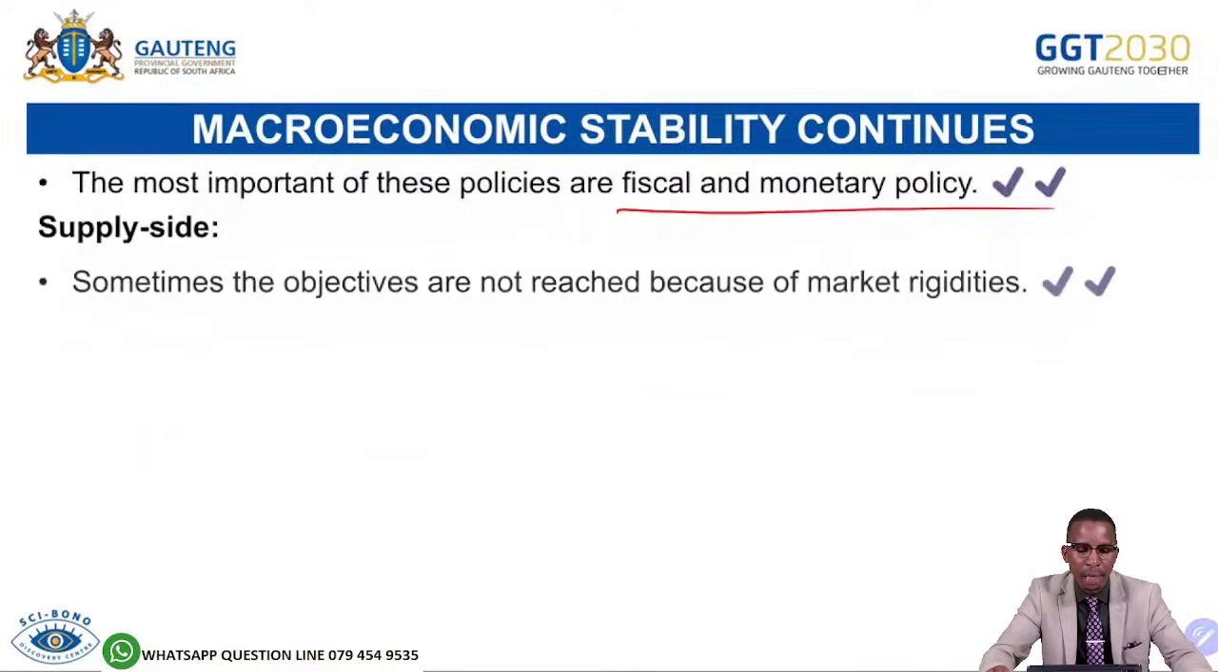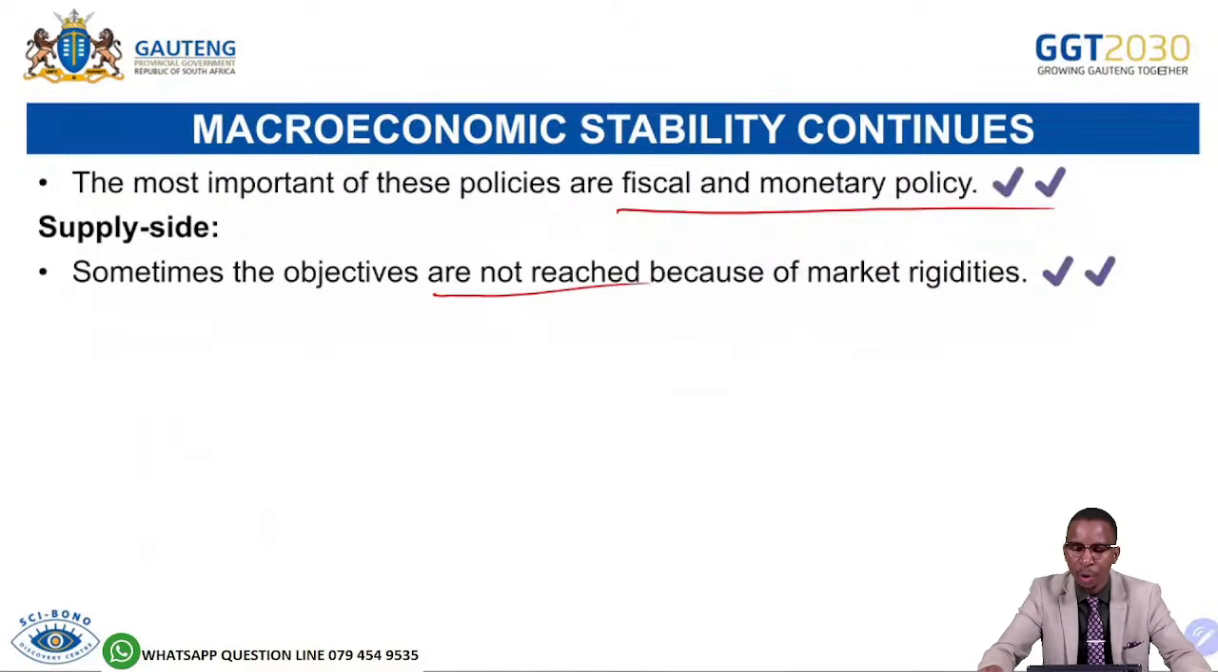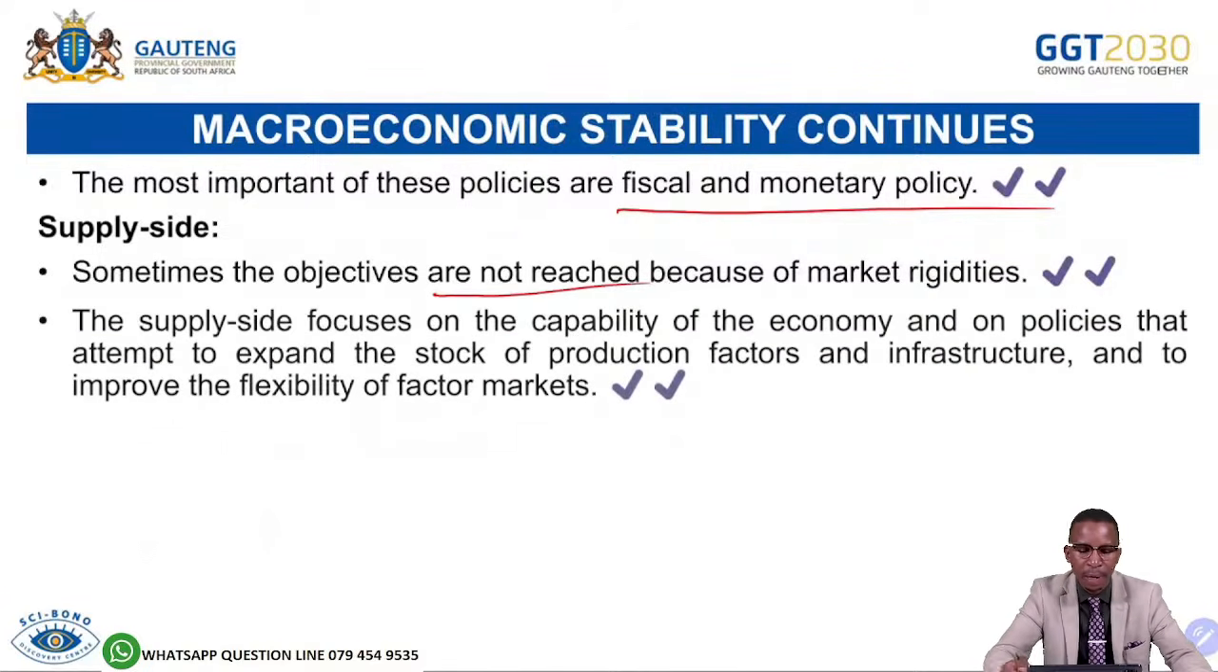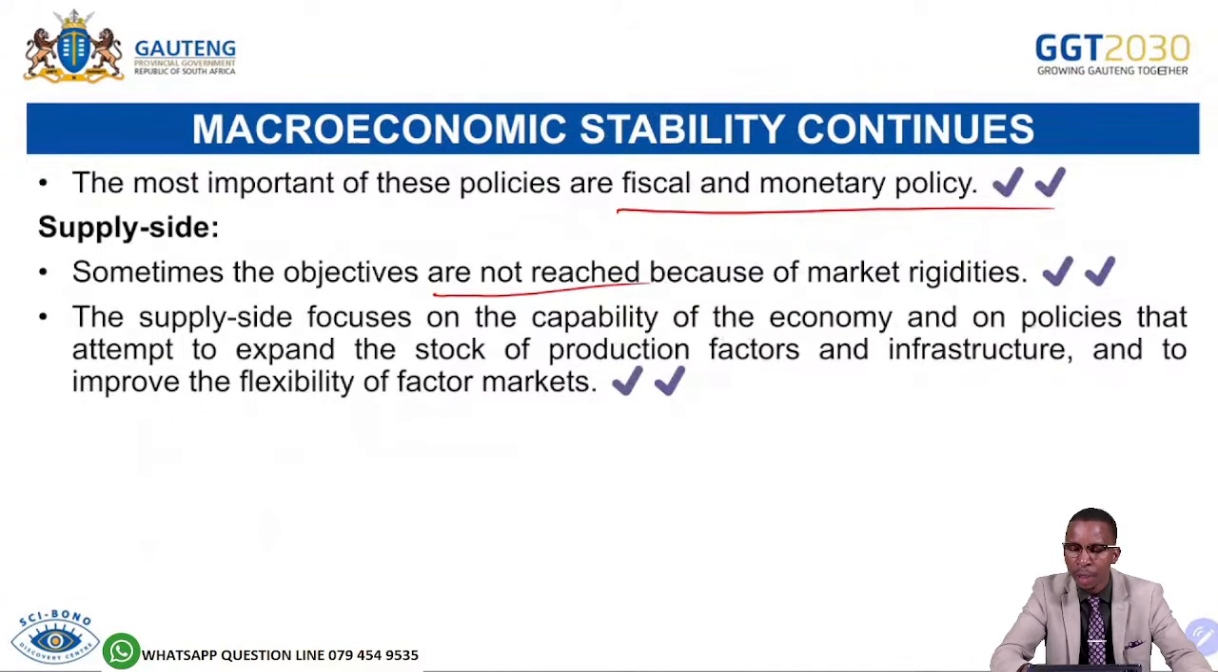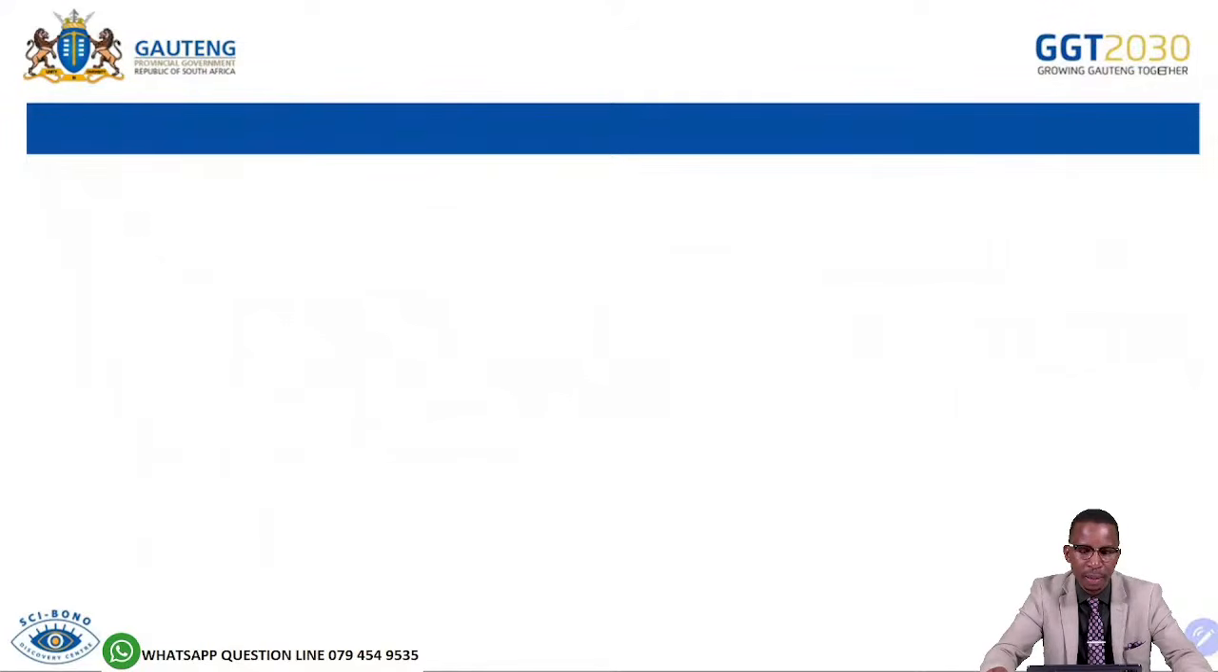Supply side: some objectives are not reached because of market rigidities. Then the supply side focuses on the capability of the economy, on policies that attempt to expand the stock of production factors and infrastructure, and to improve the flexibility of factors of production in the market.